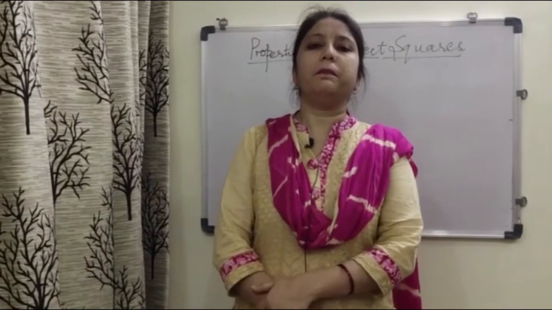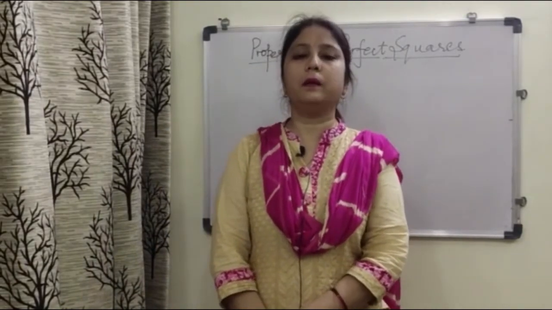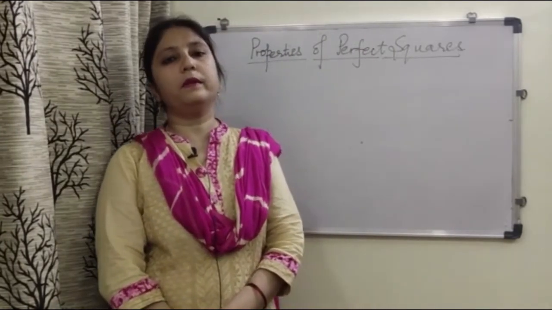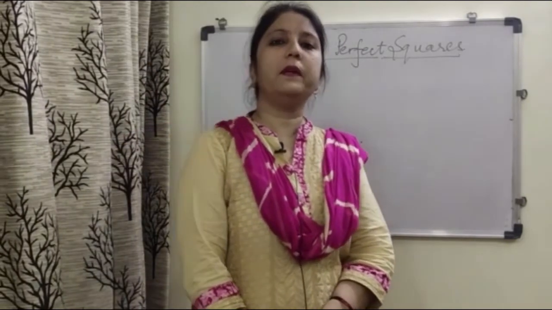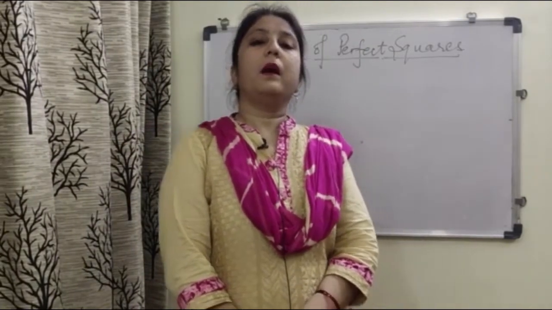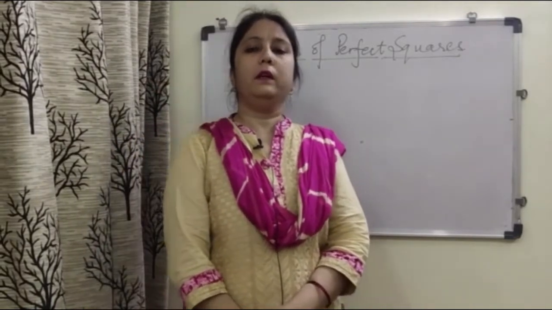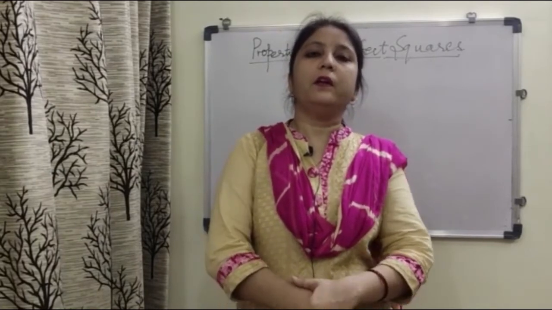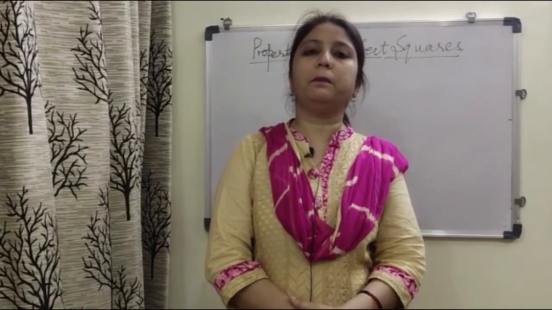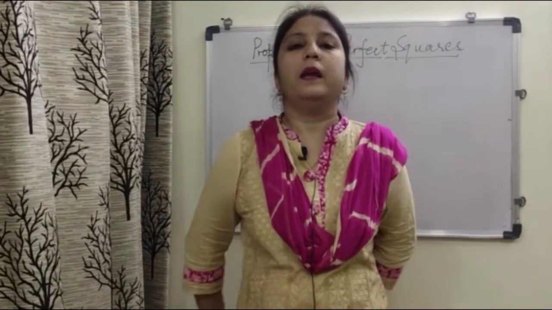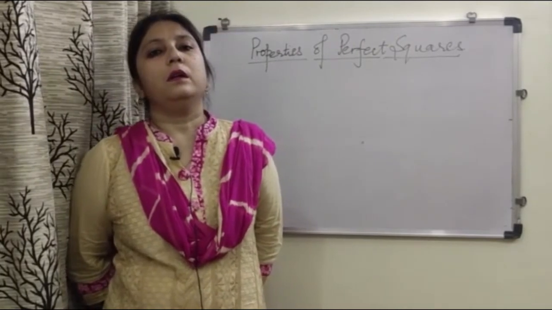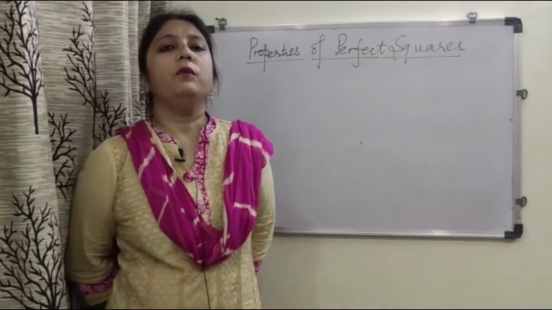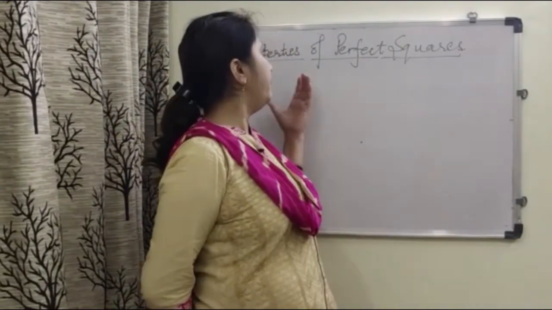Hello children, in the previous video we did perfect squares and studied what perfect squares are, and what is the difference between squares and perfect squares. Along with that, we did squares of numbers from 1 to 9 to check which digit comes at the unit place when we square numbers ending with these different digits. In this video, we are going to do the properties of perfect squares.